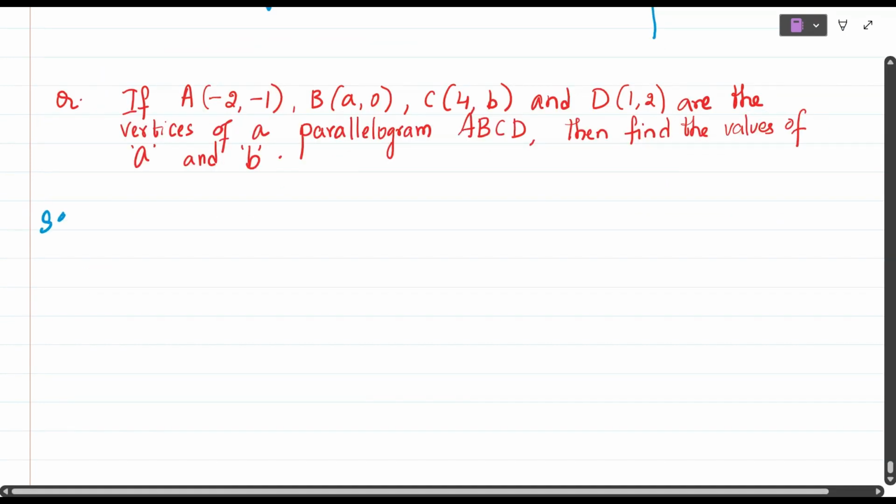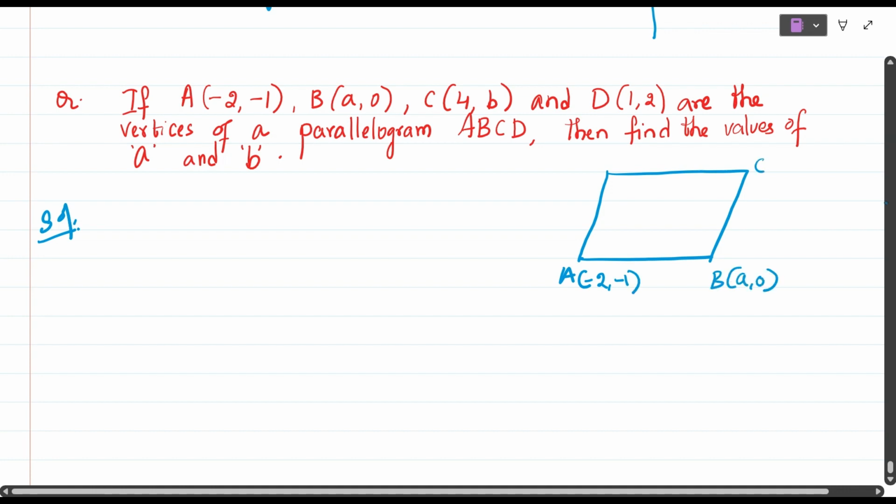Students, the next question is: if A(minus 2, minus 1), B(a, 0), C(4, b) and D(1, 2) are the vertices of a parallelogram. See, the parallelogram is here, students. Here A is minus 2 comma minus 1, B is a comma 0, C is 4 comma b and D is 1 comma 2. So join the diagonals, students. We have done this for the rectangle question; now the same thing we can apply here. We apply the midpoint formula.